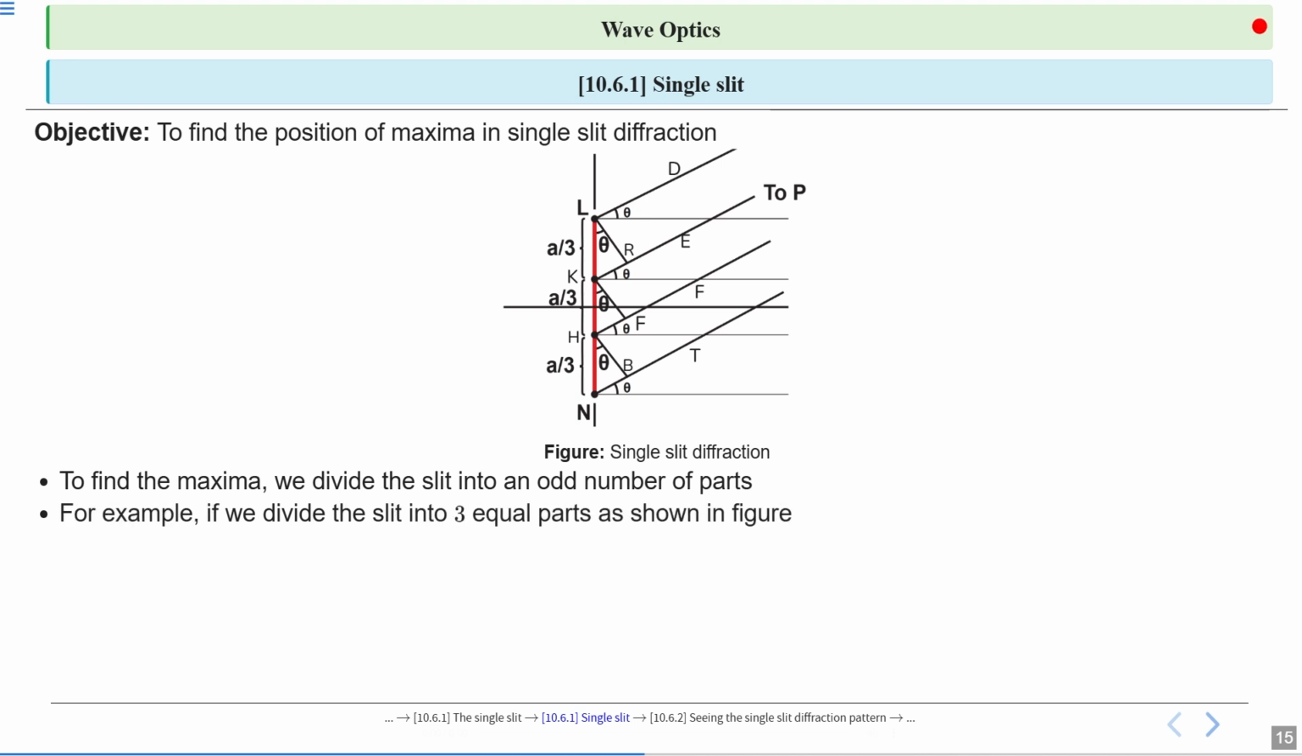So for instance, consider dividing the slit into three equal parts as shown in the figure. This specific division allows us to calculate the path differences between light waves emerging from different sections of the slit.